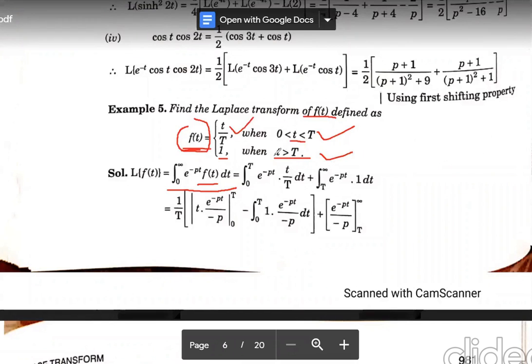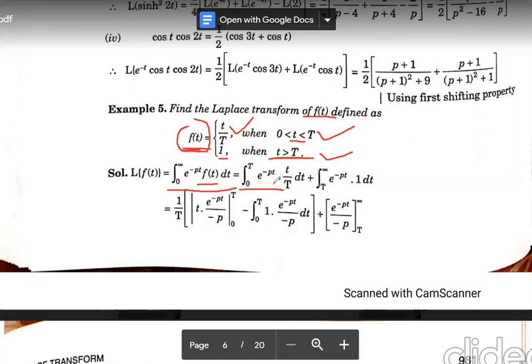So t by capital T dt, plus the integral from T to infinity of e to the power minus pt into f of t. Here from T to infinity, the value of t will be greater than capital T, so in that case the value of f of t should be 1. Just put 1 here, and then this is simple integration. This capital T is a constant, take it outside. So it is 1 by capital T, integral from 0 to capital T of e to the power minus pt into t dt.